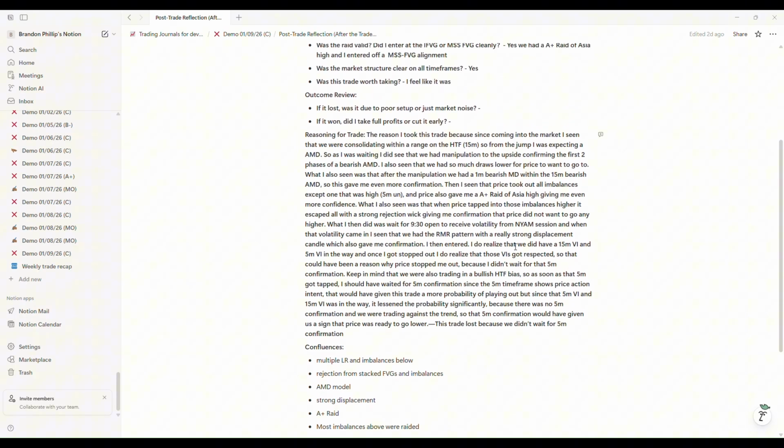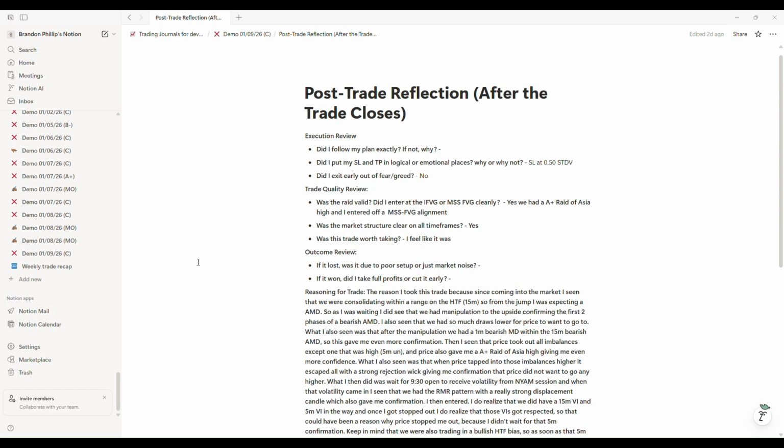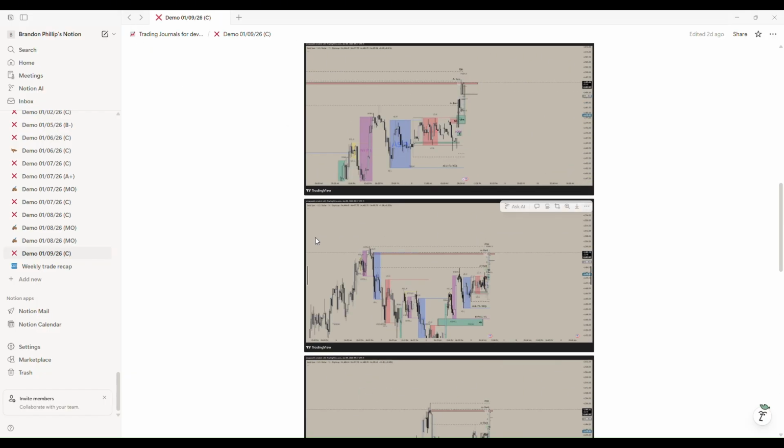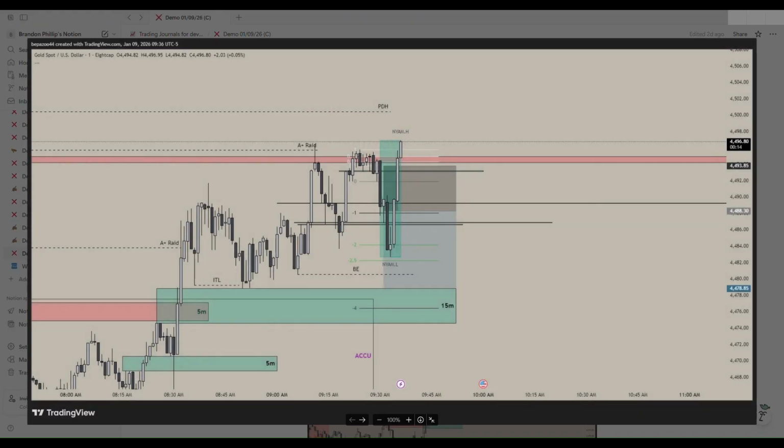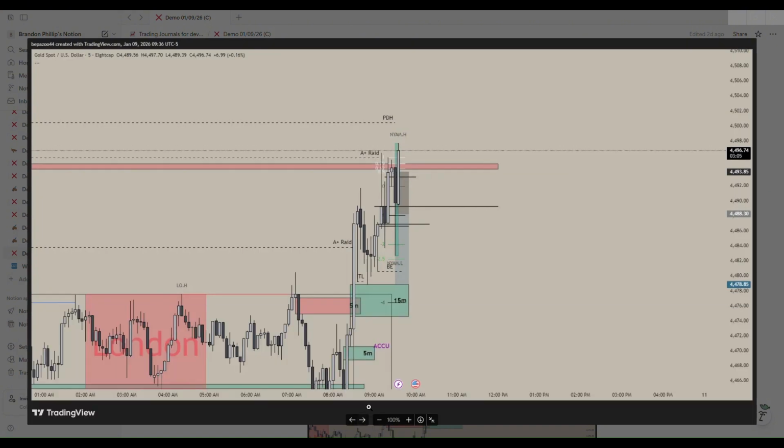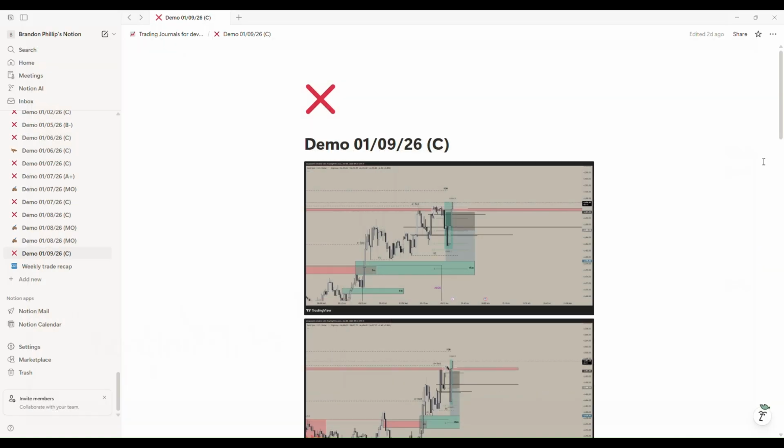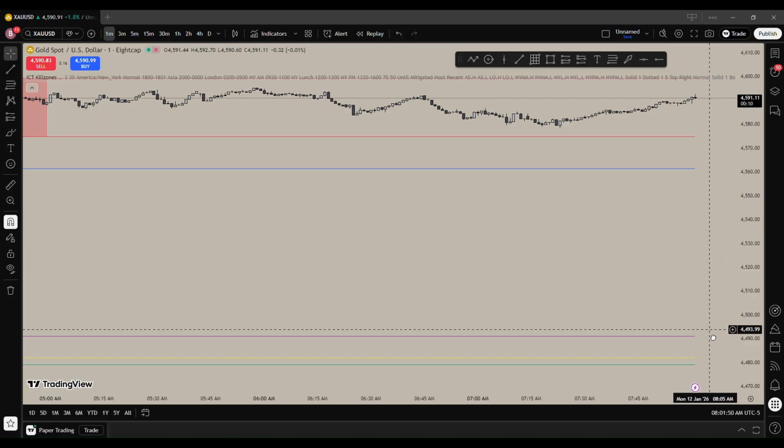Okay, we didn't wait for the 5-minute confirmation for this one. If I had waited for that 5-minute confirmation, it wouldn't have been a bad trade. Let me show you real quick. Where's the price? See, right here. I didn't wait for that 5-minute confirmation, which messed me up. So now I'm gonna hop into the charts and see how today goes.